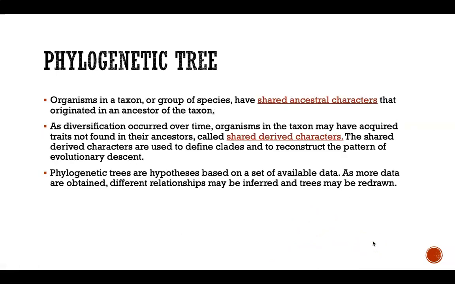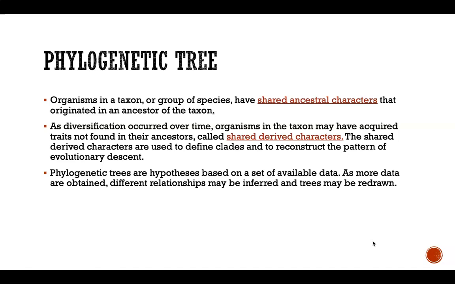So we base our phylogenetic tree on shared characteristics. These can be one of two different types. Organisms in a particular group, in a small group, in a monophyletic group, are going to have shared ancestral characteristics. These are characteristics that they have in common because they have a common ancestor. Now we're also going to be looking at derived characters. These are characters that have come about since the common ancestor. So the common ancestor and any others that diverged before that are not going to have those traits, but anybody along the same branch should have those shared derived characteristics.